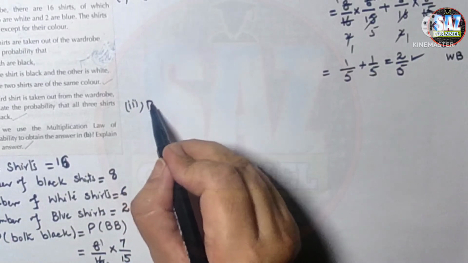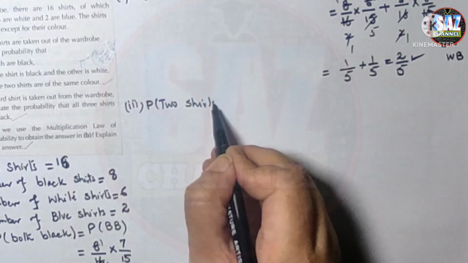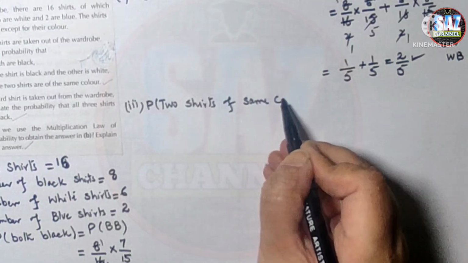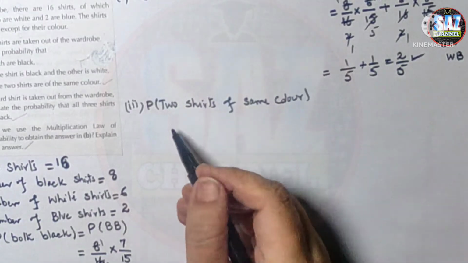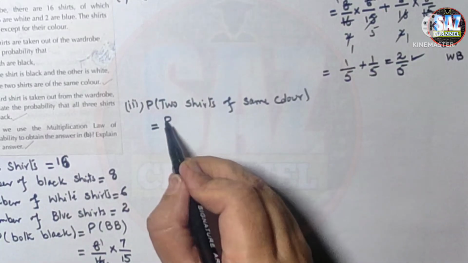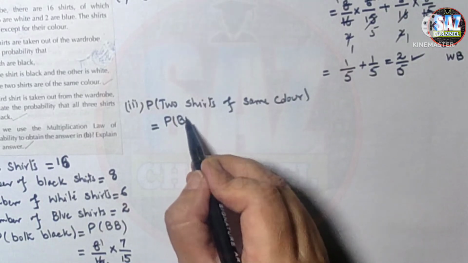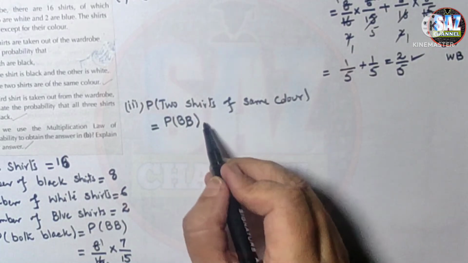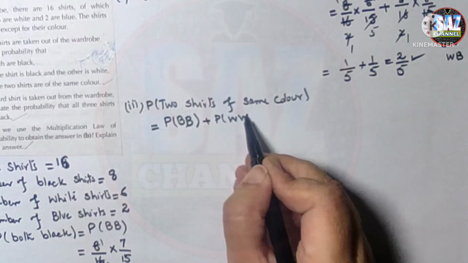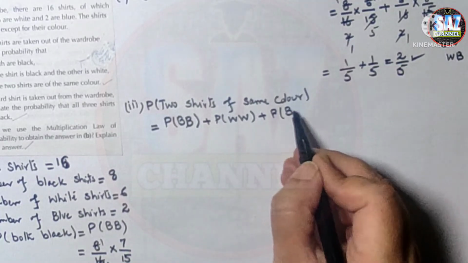Okay, two shirts of the same color. So the probability that two shirts are of the same color means the choices I can make: if I pick up black first, then I have to pick up black as well, black with black, then white with white, probability of white with white, and probability of blue with blue.